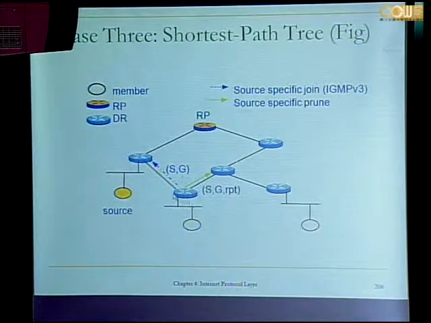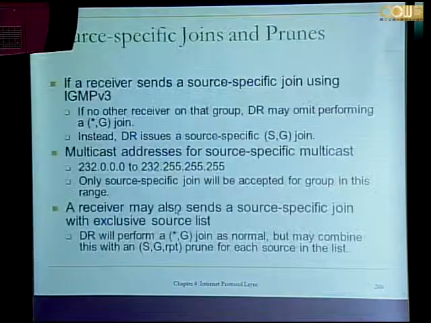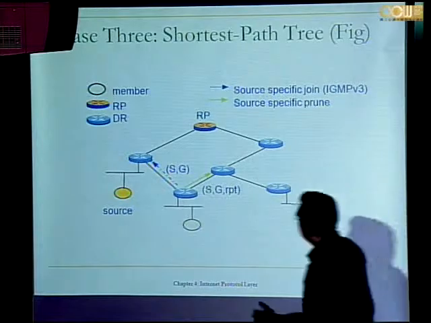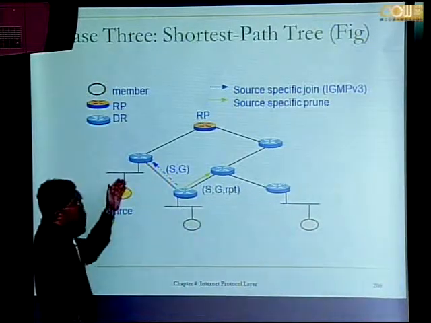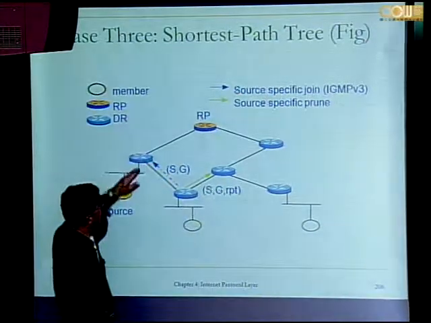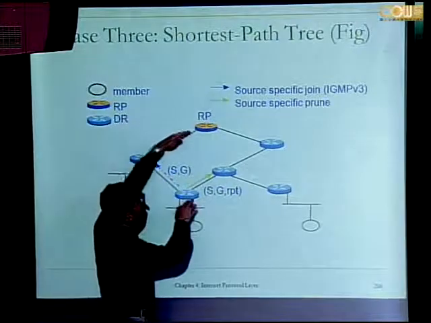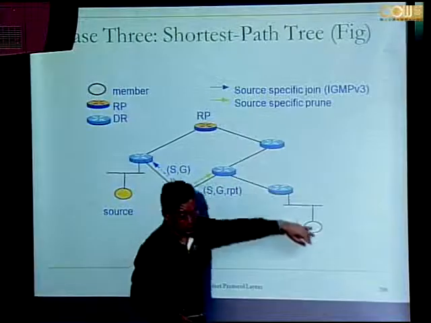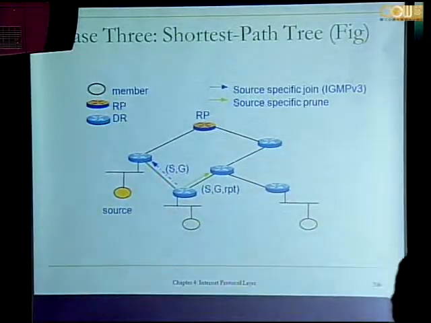And in phase 3, you want to have a shortcut. This guy could send a source-specific prune and source-specific join so that there could be a shortcut in here. So at the end, if this is the source, it will send this way, and here you will split, and then go down here, here, and here. A better path.